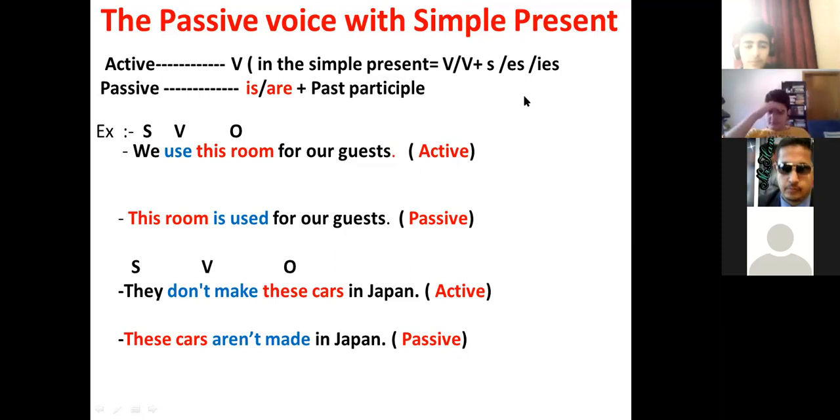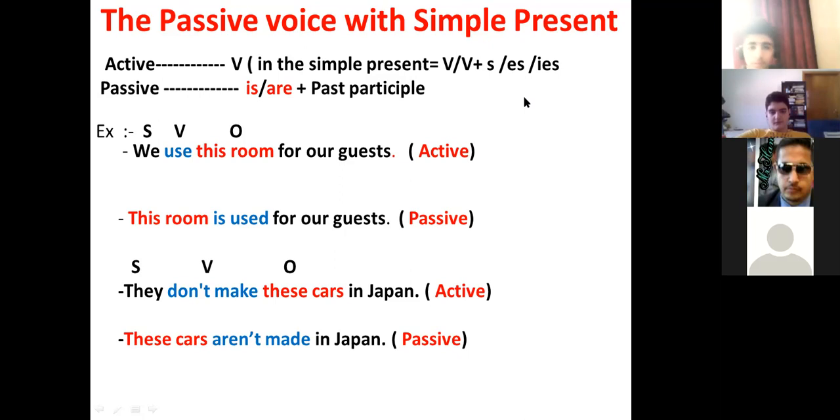Again, what is the form of the present simple tense? Understand the question before answering. What is the form of the present simple tense? Verb with S or ES or IS with the singular, with he, she, and it. And the verb in the first form or the base form with I, we, you, they, and the plural. This is the form of the present simple.